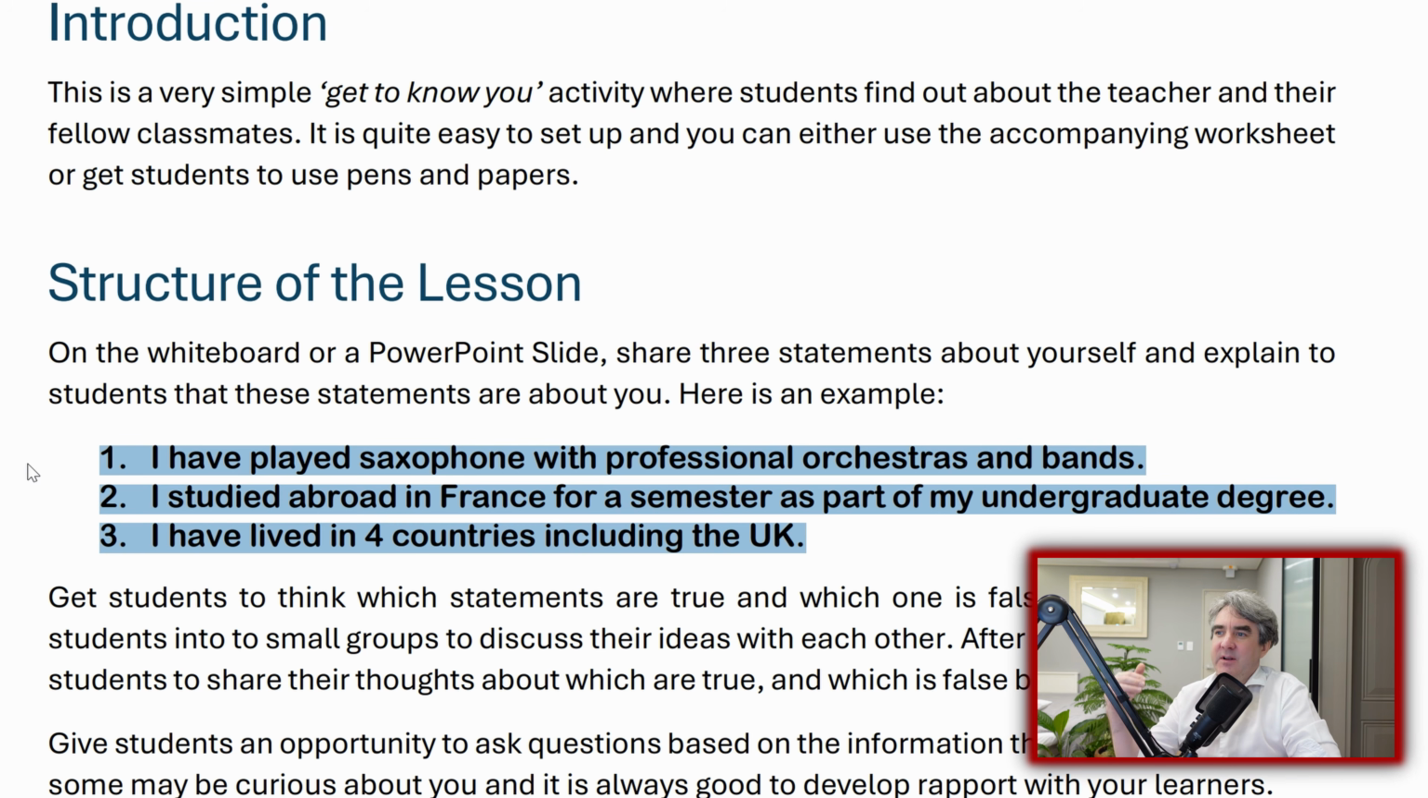What I would do is on the whiteboard or on a PowerPoint slide, share 3 statements about myself. As you can see in the structure of the lesson, I've included a sample of the statements I would share with potential students. So have a think about what you would like to share. So for me personally, I've played a saxophone with professional orchestras and bands. The second would be I've studied abroad in France for a semester as part of my undergraduate degree. And then finally, I've lived in 4 countries, including the UK. Now, the first 2 are true, and the third is false. I've lived in 5 countries, not 4, including the UK.